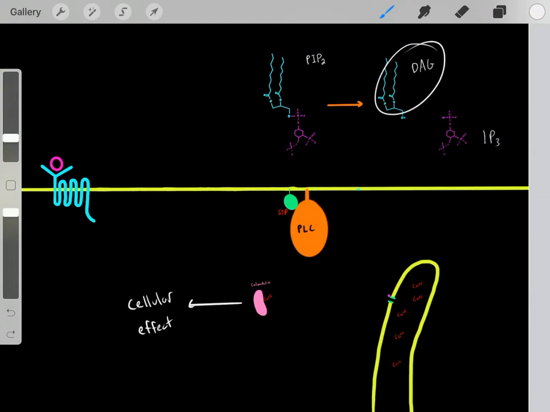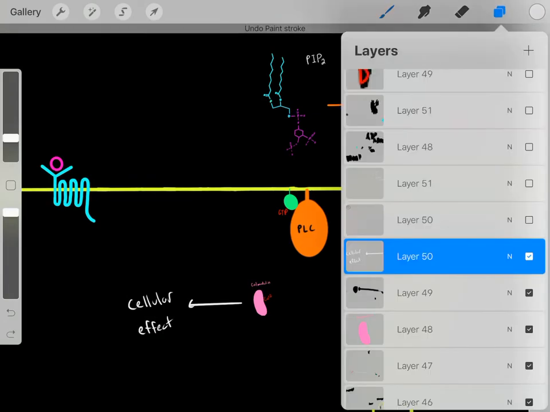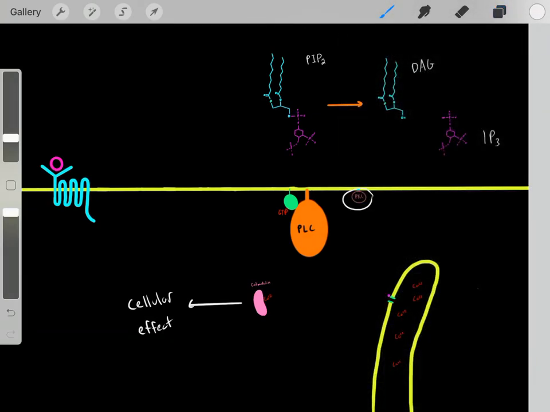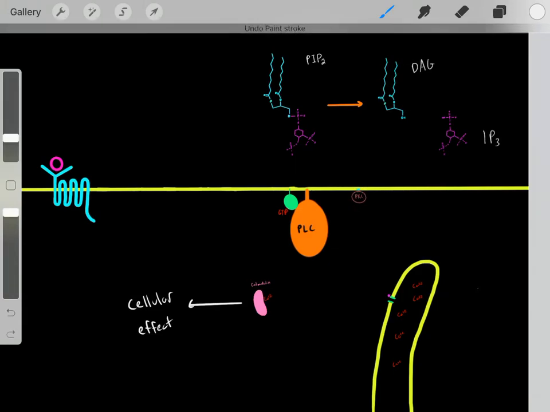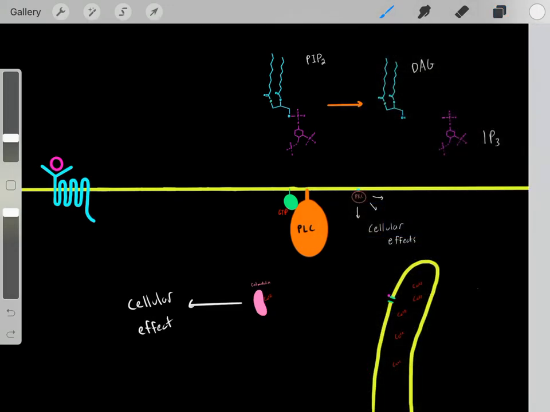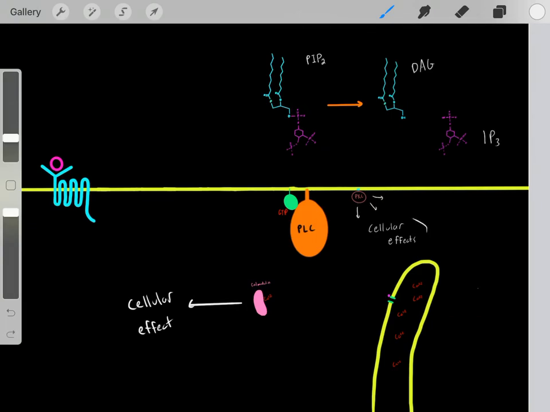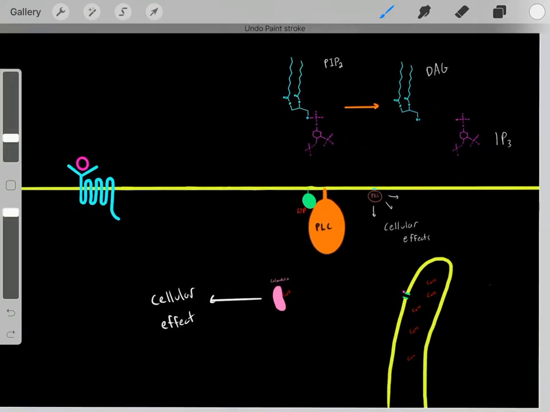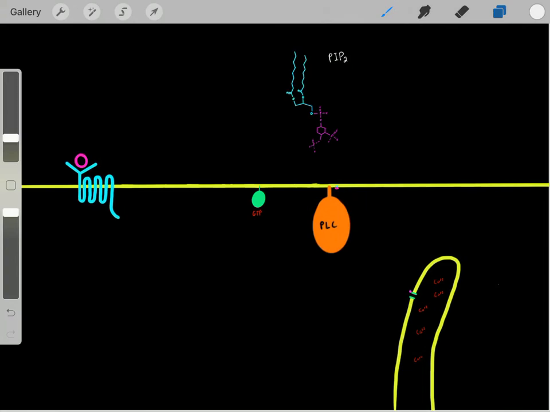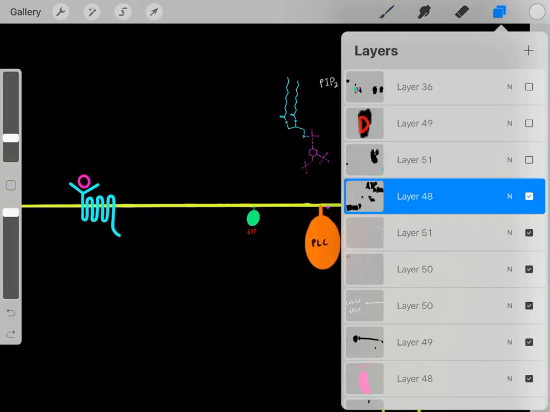But not just that, remember this DAG? This DAG can also do some important things. For example, this DAG can bind and activate this protein kinase C. So this protein kinase C binds to this DAG, and when it binds, the protein kinase C is activated. Now that it's activated, it can act as a kinase. It will phosphorylate proteins, structural proteins, enzymes, and transcription factors, causing a real cellular change within the cell. So these are just a couple examples of these signal transduction cascades. Again, this activated alpha subunit activates this phospholipase C, essentially causing real cellular changes.